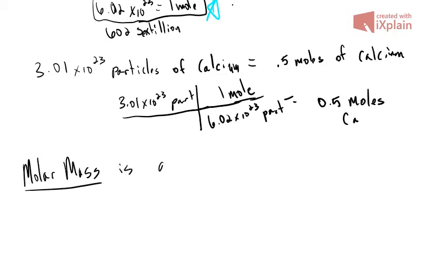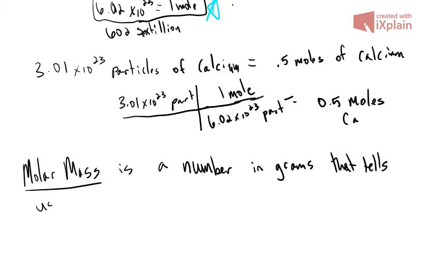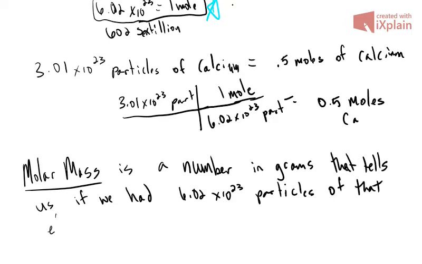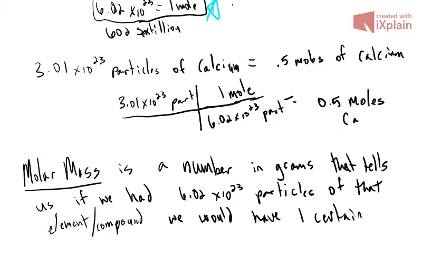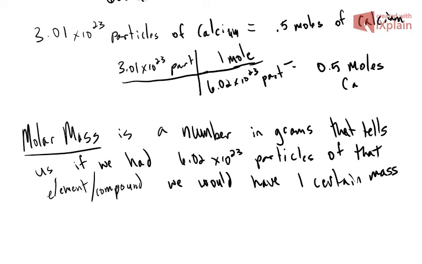is a number in grams that tells us if we had 6.02 times 10 to the 23rd particles of that element or compound, we would have one certain mass. Okay, and that is called the molar mass.